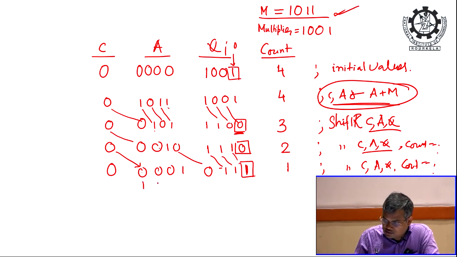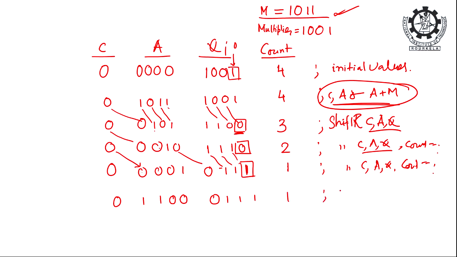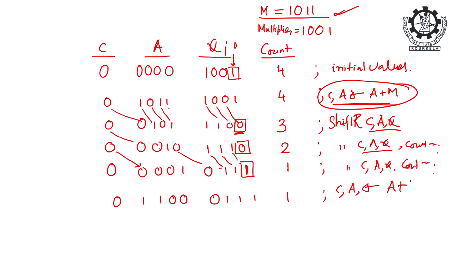So, you add 1 0 1 1. So, then what will be the value, 1 1 0 1 1 0 1 1 0. Okay. So, we add it here. So, this value will be 0 1 1 1 and this will remain 1 and we write C A equal to A plus M. Okay.